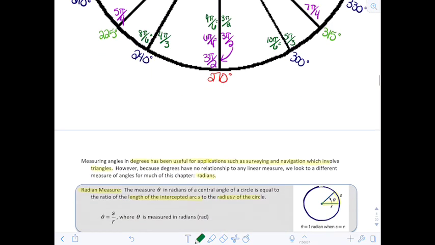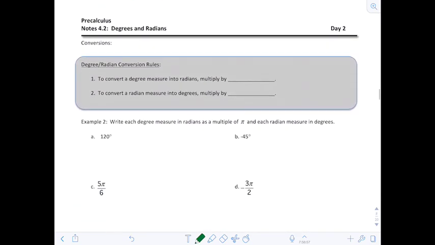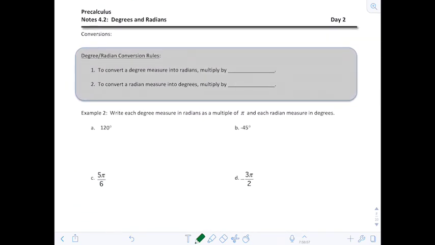Okay, so now that we've done that, we're going to go on and look at how to go back and forth between degrees and radians, how to convert. So, degree and radian conversion rules. We've already established that 360 degrees is the same as 2 pi radians. So how do we convert any degree measure into radians?